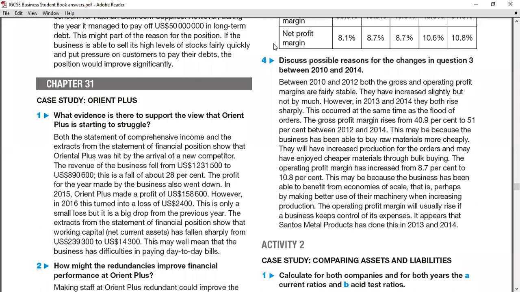The operating profit margin will usually rise if a business keeps control of its expenses. It appears that Santos Metal Products has done this in 2013 and 2014. Very good. So this is the way that you have to reason it out, because in every sentence there is a number or year or something. The possible reason for these changes, the secret behind their performance, is the Olympic Games.